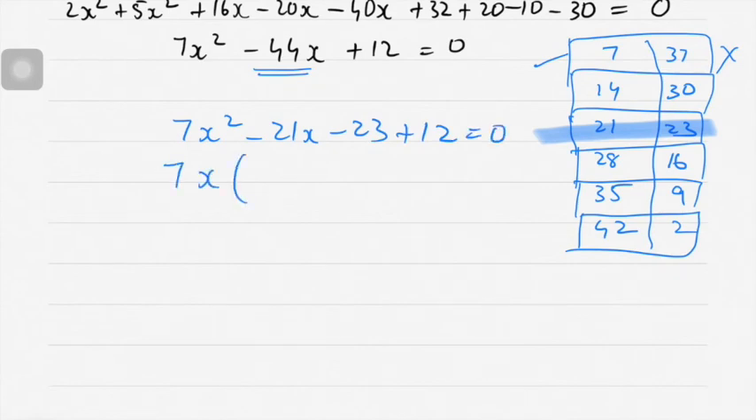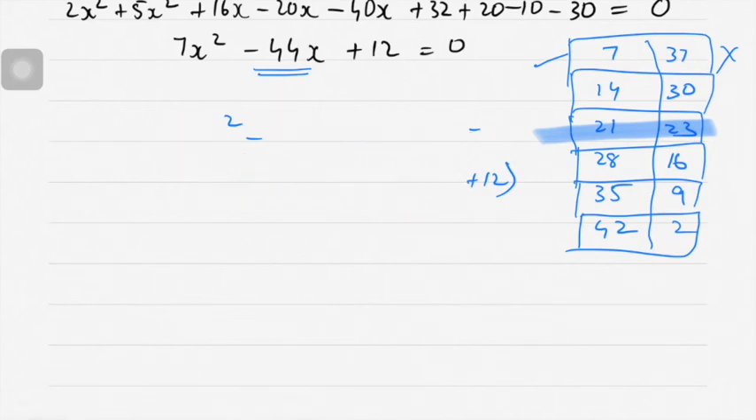Here what will happen? I'll take 7x out. What is remaining? X minus 3 is remaining. Correct? This is 23x. And here what is common? Nothing is common. So minus 1. So 23x plus 12. So I cannot take the third option also. Okay. I want to make sure my brackets are same.